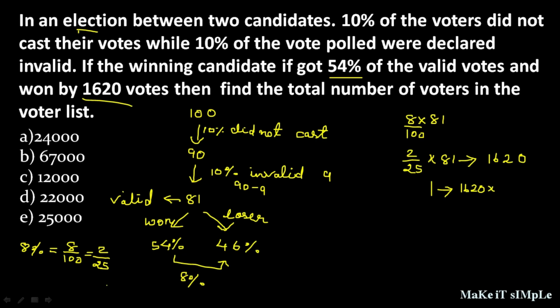1,620 into 25 by 2 into 81. So when we cancel it, we will be getting here 20. It is 2 times 81, then 10. So 1 unit is 250. We have to find the total number of voters. Total number of voters is nothing but 100 units. So 100 units is 25,000.